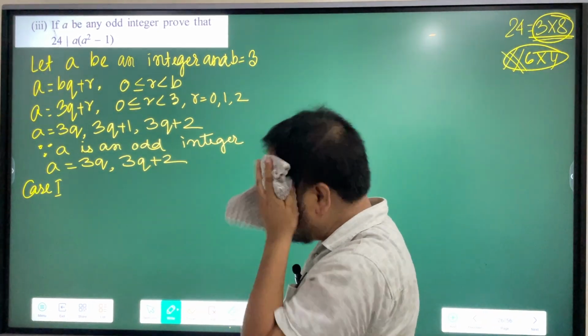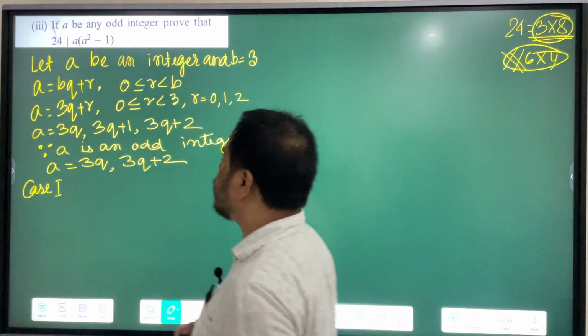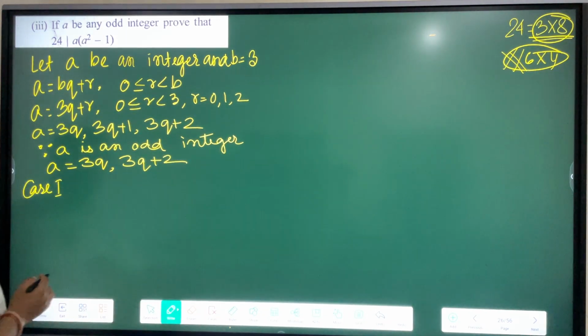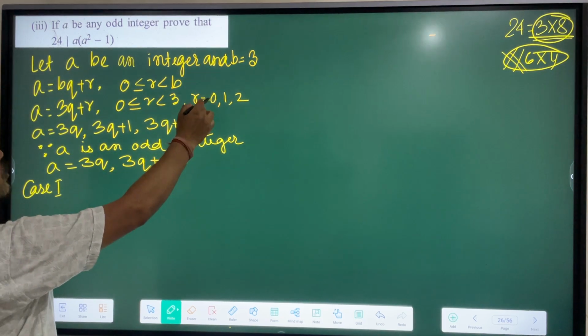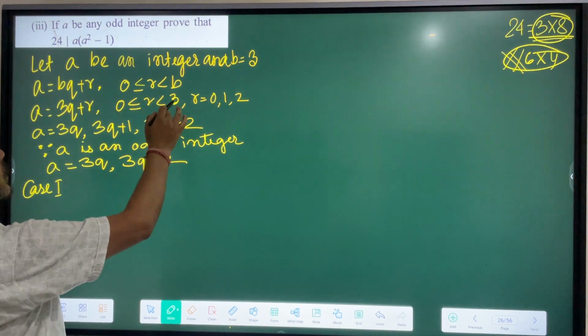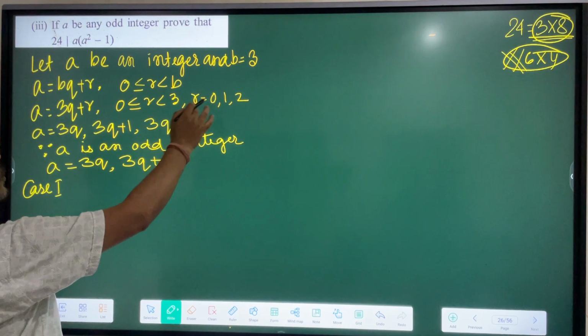But here a is odd. Remember that it is odd. In the previous sum it was even. Same thing: b equals 3, first 3. So r equals 0, 1, 2. R is less than 3, so till 2.